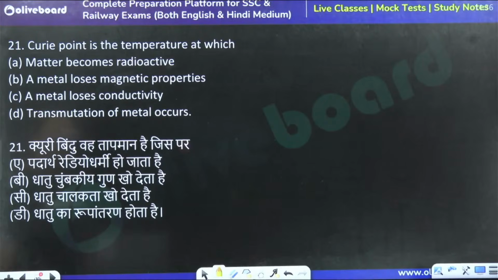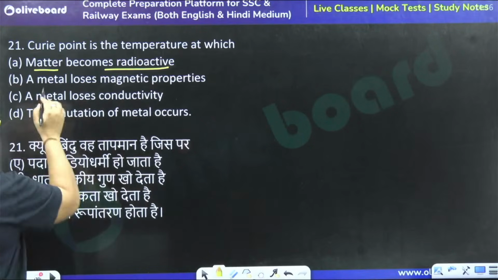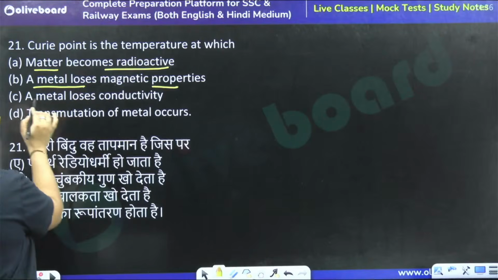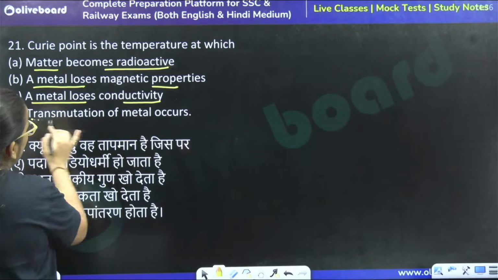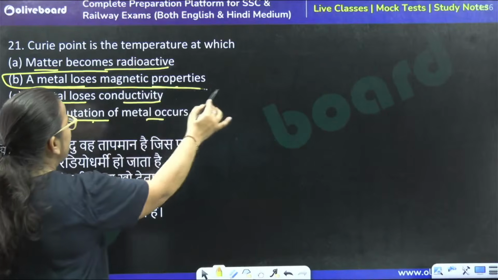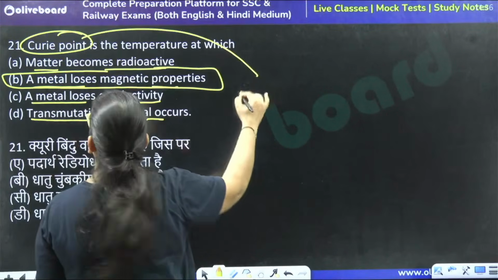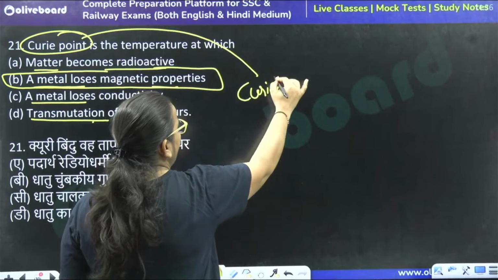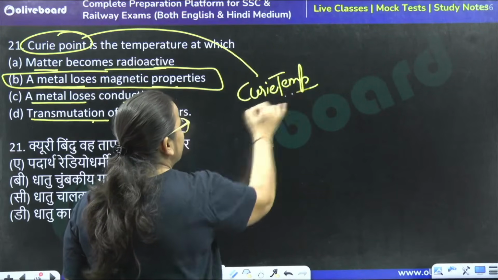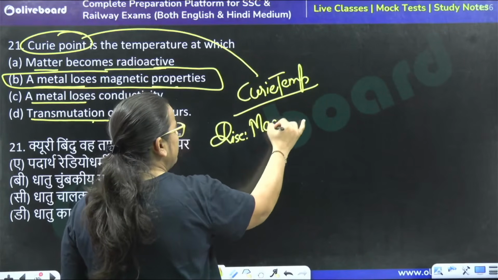Next, the Curie point is the temperature at which matter becomes radioactive, metal loses magnetic property, metal loses conductivity, or transmutation of metal occurs. The correct answer is metal loses magnetic properties. The Curie temperature, or Curie point, was discovered by Madame Curie.